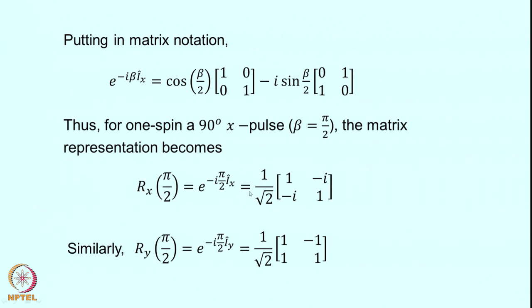So, e to the minus i pi by 2 Ix gives me 1 by root 2, and if you add these here, 1 gives me 1 minus i, right. So, this is 1, and this gives me minus i, this gives me minus i, this gives me 1, and the 1 by root 2 factor comes out here. Similarly for Ry pi by 2, this is the pi by 2 pulse applied along the x axis, rf is applied along the x axis. This is again now a pi by 2 pulse applied along the y axis. So, this gives me 1 by root 2 times the matrix 1 minus 1 1 1, okay.